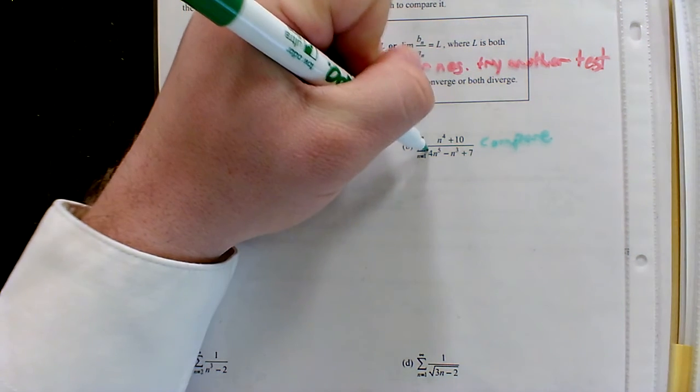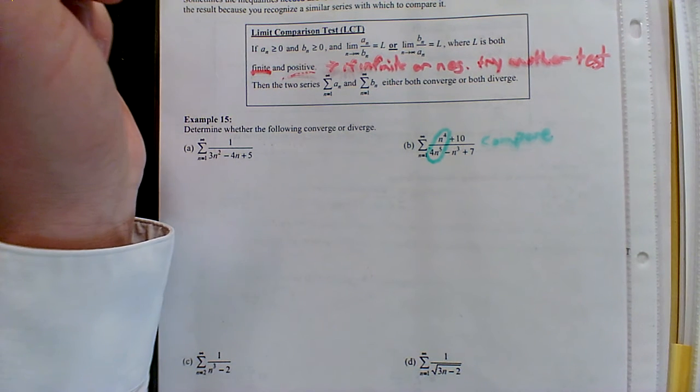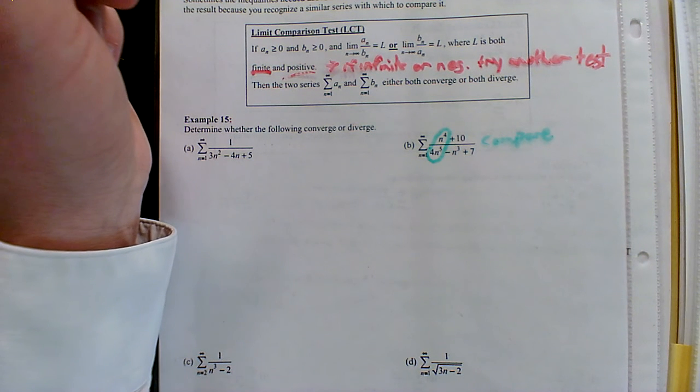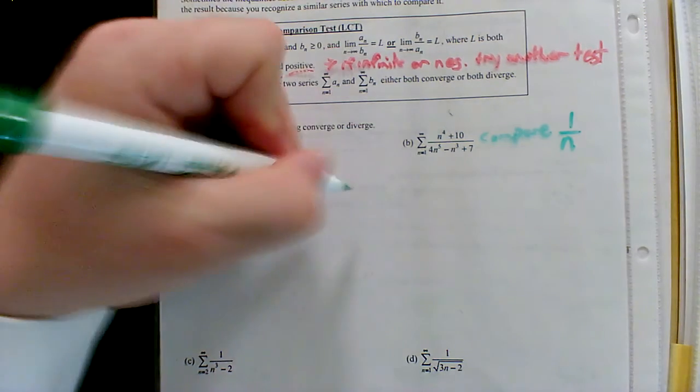If we're just paying attention to the front terms, what could we simplify that to and maybe make something easy to compare it to? Kayla? Yeah, 1 over n. So we'll compare it to 1 over n.